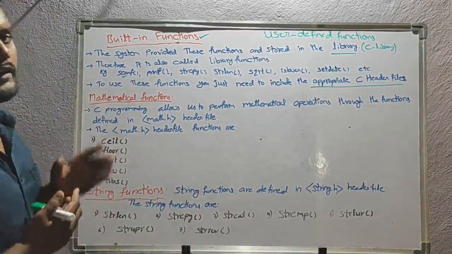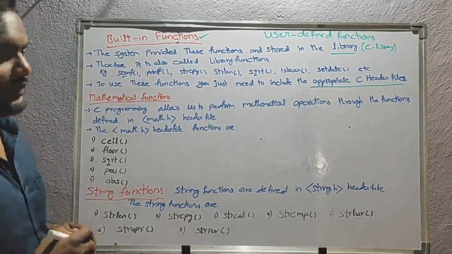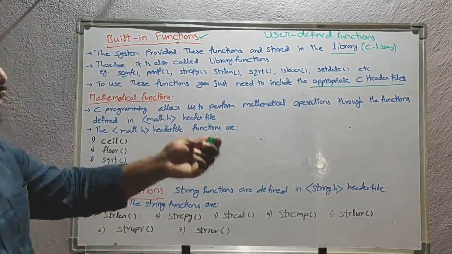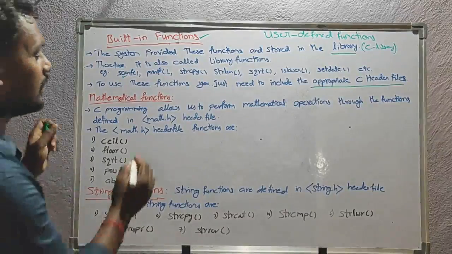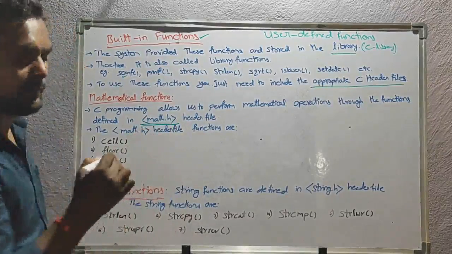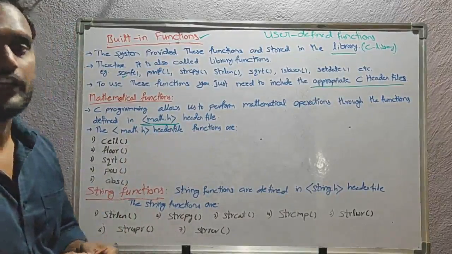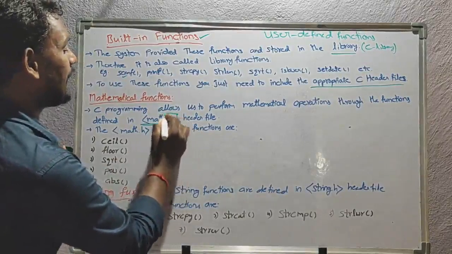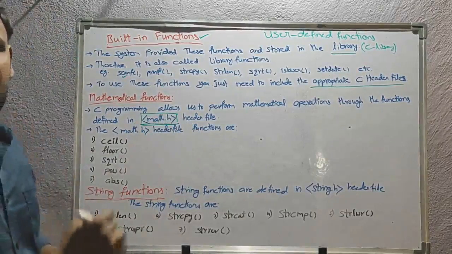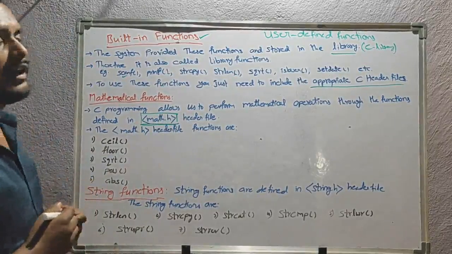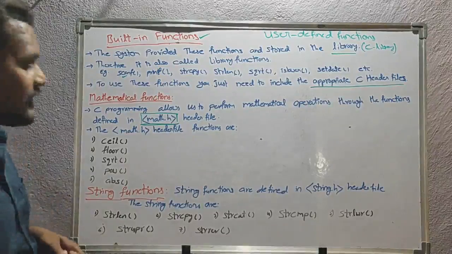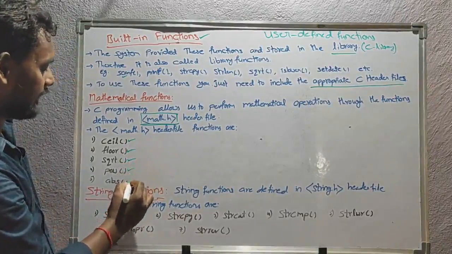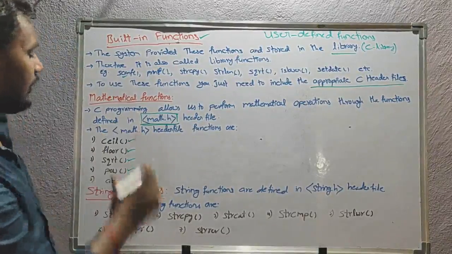Let's see first of all the mathematical functions. Here C programming allows us to perform mathematical operations through the functions defined in the math.h header file. To perform mathematical calculations in your C program, you need to use the math.h header file. The math.h header file contains the functions ceil, floor, square root, power, and absolute. These are the 5 types of functions.